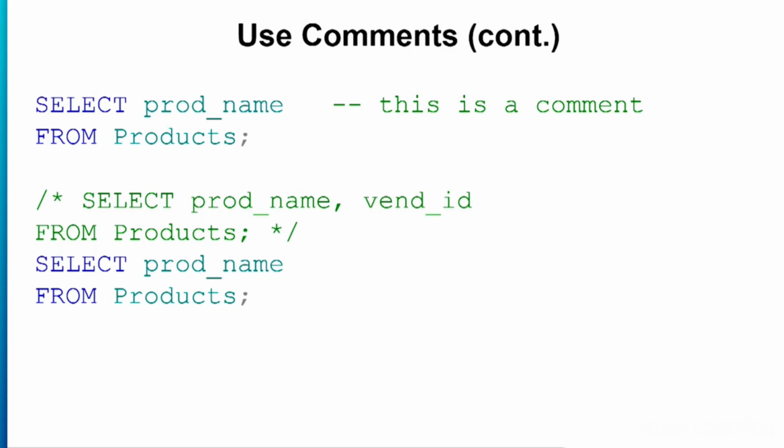from products. The second example is a more interesting one, because here I was experimenting with two SQL statements. The first was select product name, comma, vendor ID from products, and the second was select product name from products, and going back and forth between them. And I didn't want to execute both. By putting the comment designators around the first one, I commented out the code. And so if I run it, that block of code, the first two lines will be ignored, and only the select statement that's not in a comment will be processed.